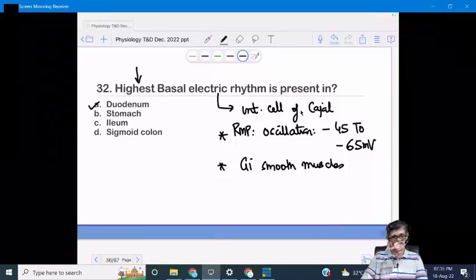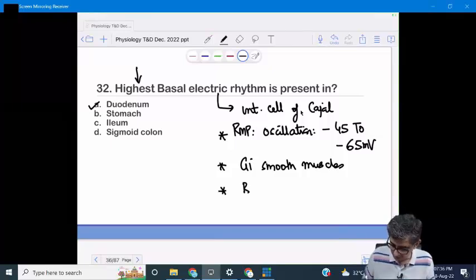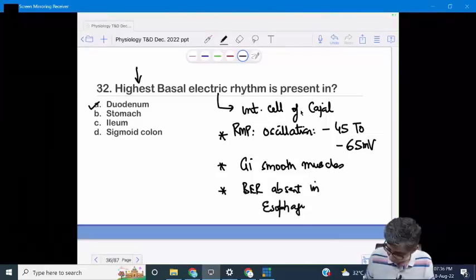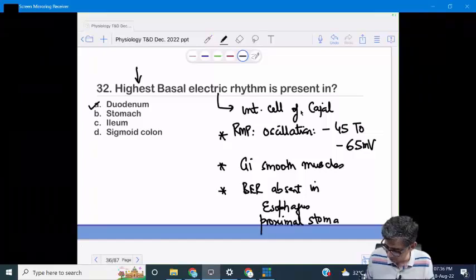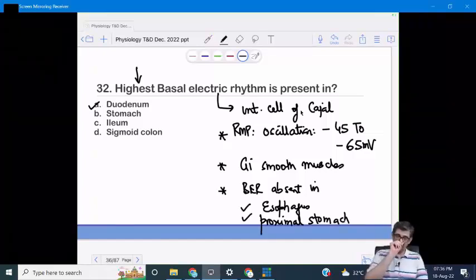In the stomach it is not there, right? In the proximal stomach it is not there at all. Basal electrical rhythm is absent in, then your answer would be, it is absent in esophagus and proximal stomach. Basal electrical rhythm is absent in two areas. It is absent in esophagus and proximal stomach. The value for basal electrical rhythm highest is 12 per minute with respect to the duodenum.